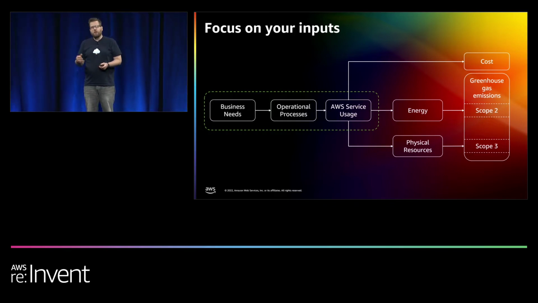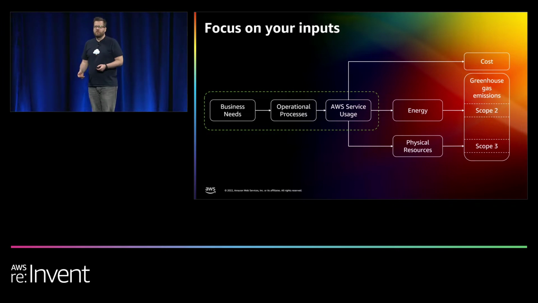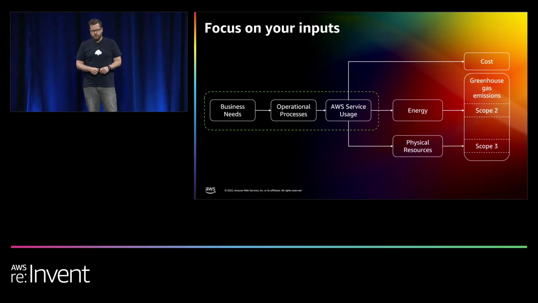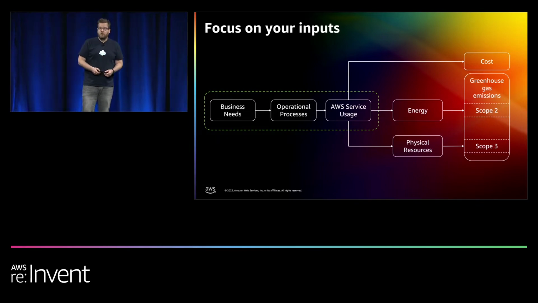And the earlier you look for improvements, for efficiency improvements, the bigger the effect is on your output goals, on all three output goals: reduction of cost, energy, and physical resources.